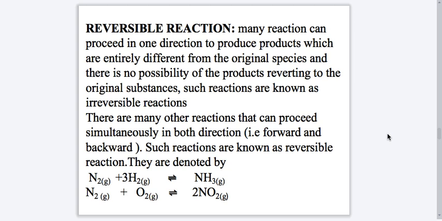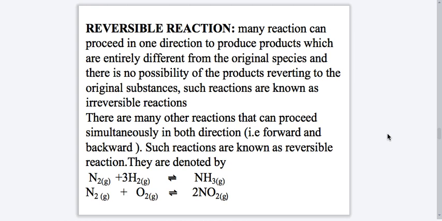In the examples we are giving under this type of reaction, the product is different from the reactant. When you have, let's say, element plus element to give you a compound, it's going to be different. For example, hydrogen plus oxygen will give you water. Water is the product, while hydrogen and oxygen are your reactants. In this case, there is no possibility of the product reverting to the original substances. Such a reaction is known as an irreversible reaction.